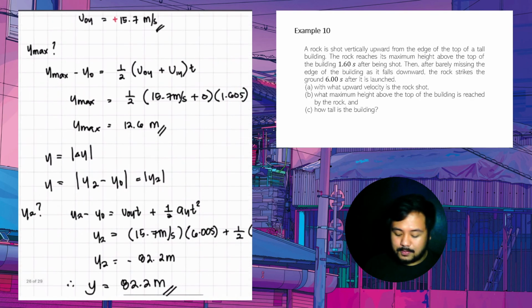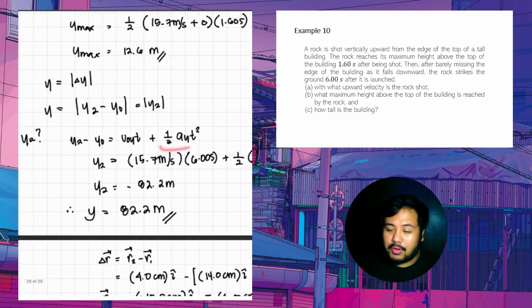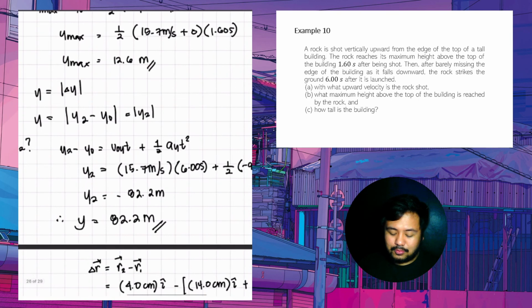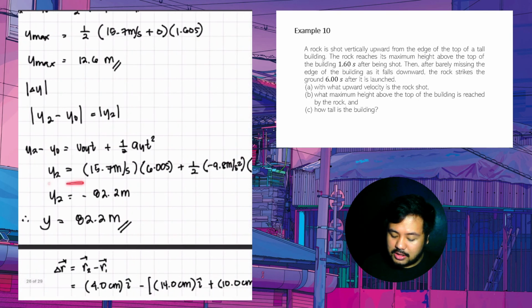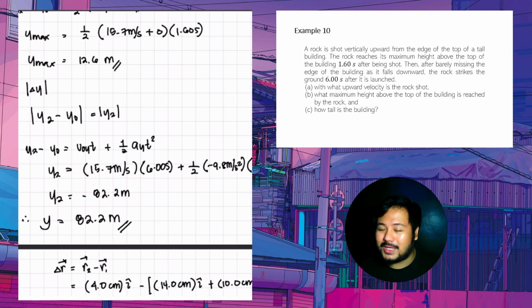So for y2 now, I will make use of this equation. This is the third equation: y2 minus y0. Again, I'm analyzing it from point 0 going to point 2. So y2 minus y0 equals v0y t plus 1/2 ay t squared. So y0 is 0. Substituting all the known values for y2, I have this answer. y2 is just equal to negative 82.2 meters.